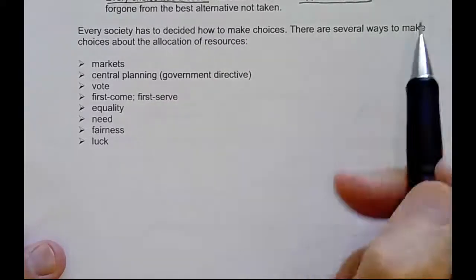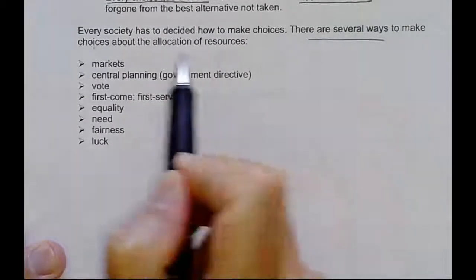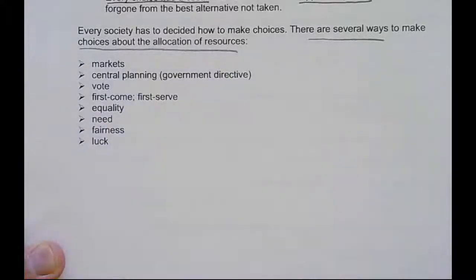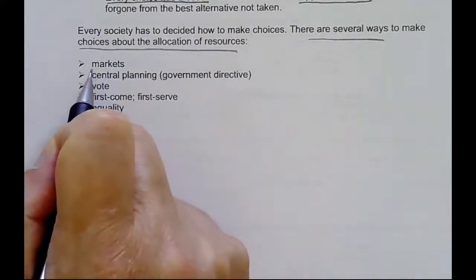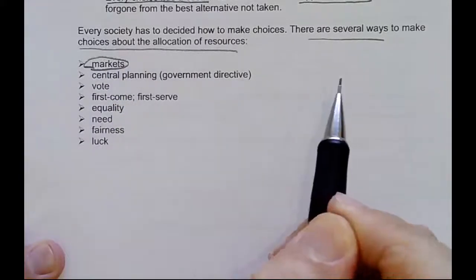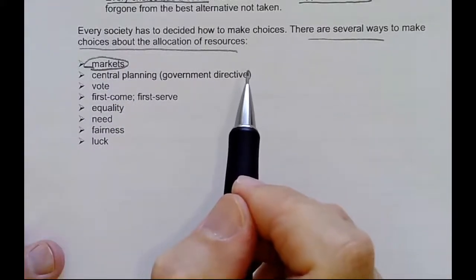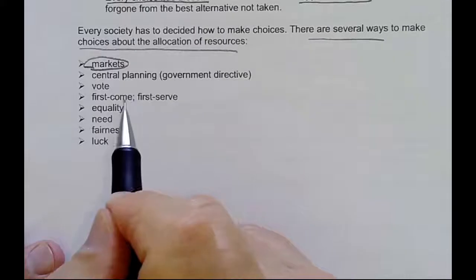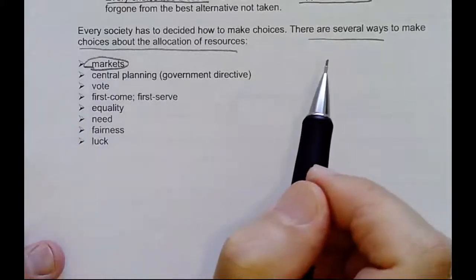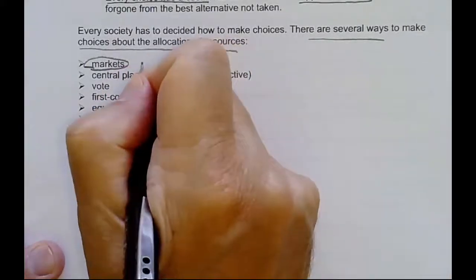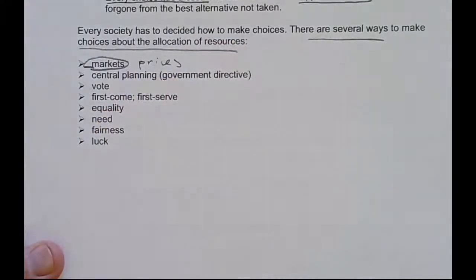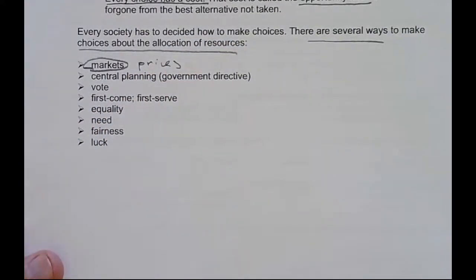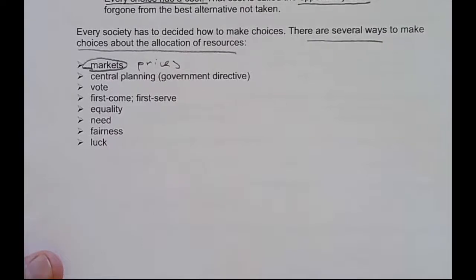And every society has to make choices, and there are several ways to allocate resources. Now, the principal way in the U.S. economy is through markets, which is why we're going to spend a lot of time talking about markets, and especially in microeconomics, you'd spend the whole semester talking about markets. Markets allocate goods and services by prices. People who are willing and able to pay the price get the item. People who are not willing and not able do not get it.